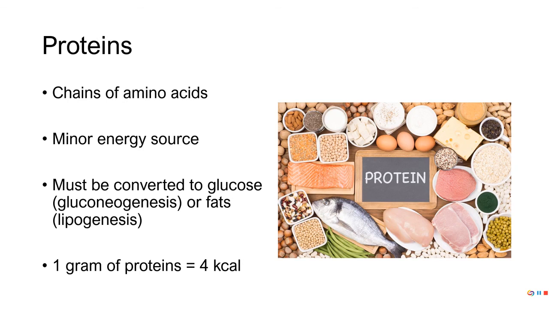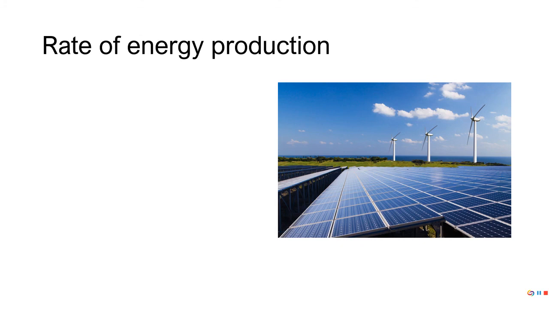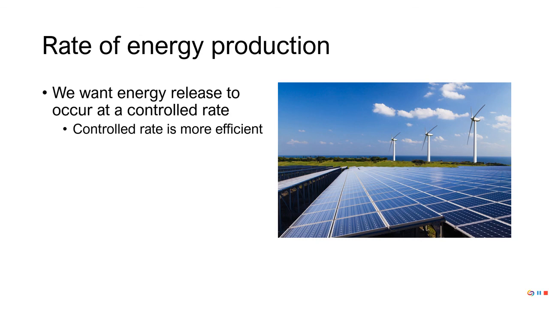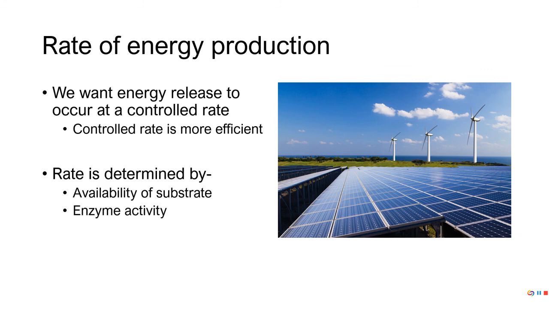The energy yield of protein is similar to that of carbohydrates in that we get about 4 kilocalories of energy per gram of protein. Now, when it comes to energy production, it's much more efficient to have this occur at a controlled rate. We just don't want to constantly be releasing a large amount of energy. In times of low energy, we want to release low levels. In times of high energy need, we want to release high levels. The rate of energy release is determined by how much substrate or fuel we have available and the activity level of the enzymes that are needed to process this fuel.